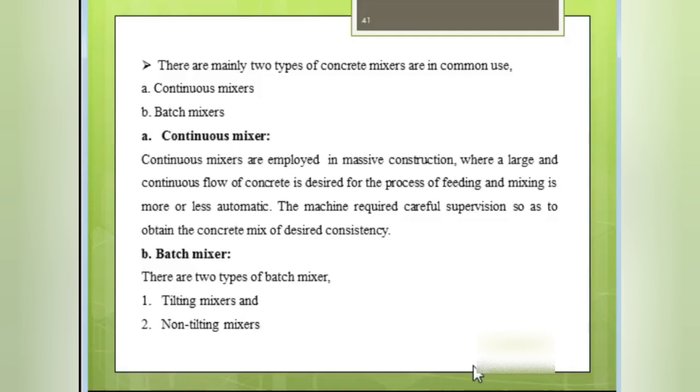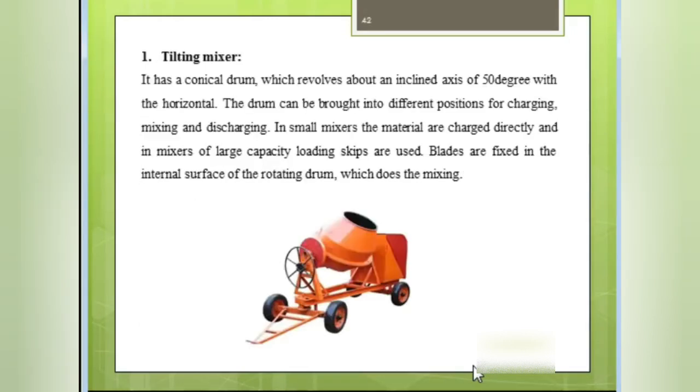In batch mixers, we have to batch every ingredient at a particular quantity so that it will be mixed, and after that, another mix will be prepared. That is the batch type. We can divide batch mixers into two forms: tilting mixer and non-tilting mixer. That is the type of mixers. You can see in this figure.